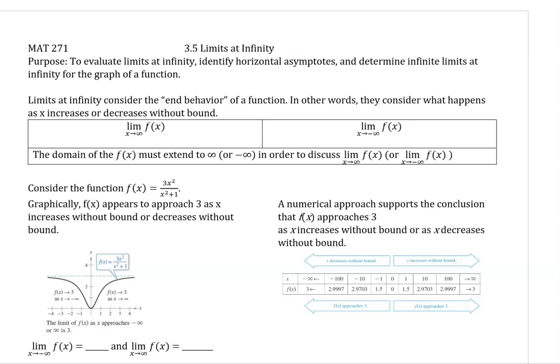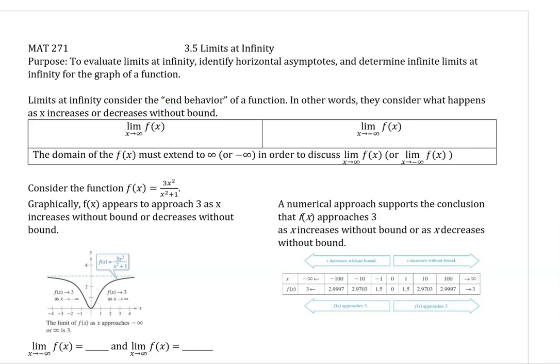In section 3.5, we will cover limits at infinity. And our goal is to be able to evaluate limits at infinity, to be able to find horizontal asymptotes, and determine when we have infinite limits at infinity for a function. So when we're talking about limits at infinity, we are considering end behavior of a function.